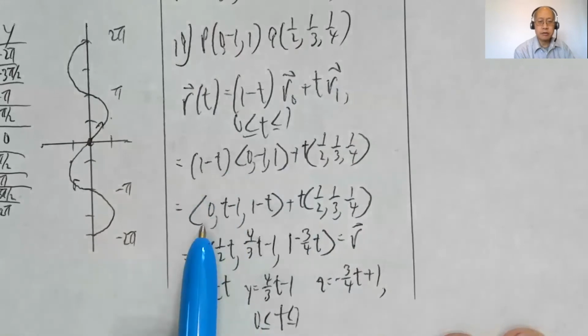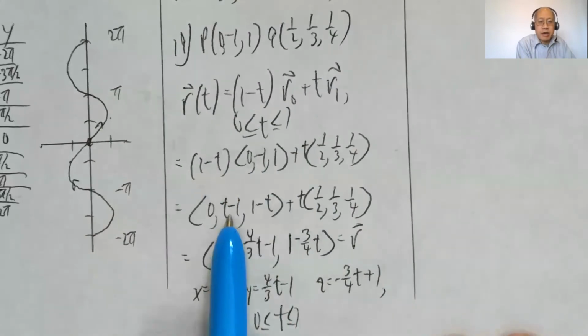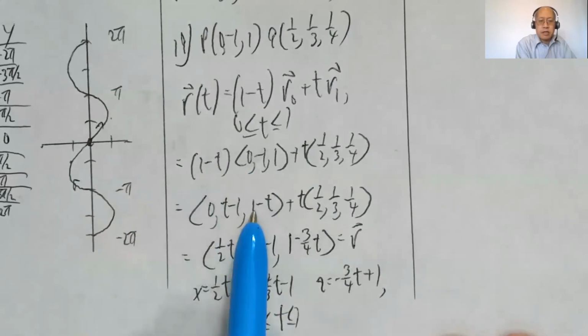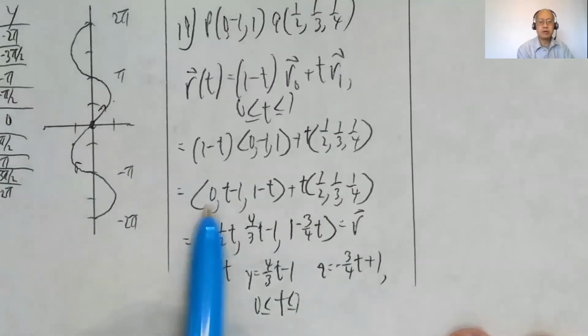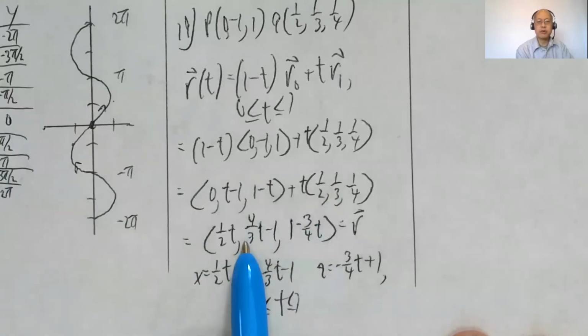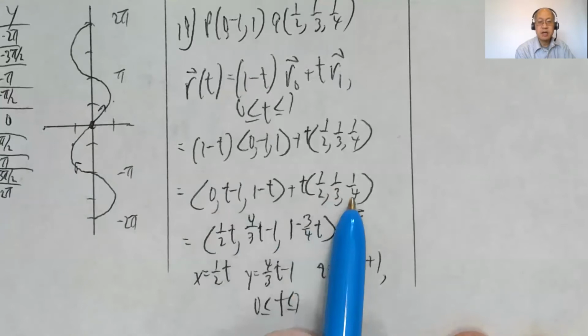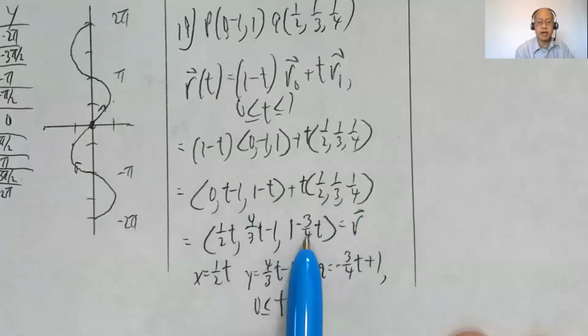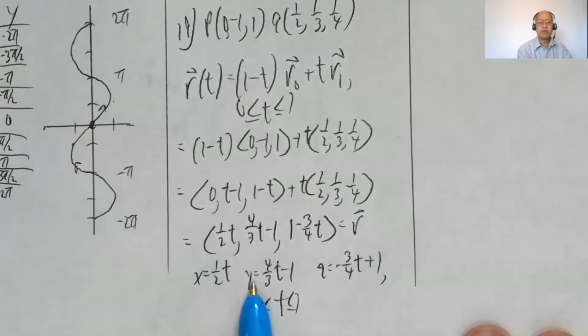So 1 minus t times 0 is 0. 1 minus t times -1 is t minus 1. 1 minus t times 1 is 1 minus t. And then t times 1/2, 1/3, 1/4. Put them together, 0 plus half t. T minus 1 plus 1/3 t becomes 4/3 t minus 1. And then 1 minus t plus 1/4 t becomes 1 minus 3/4 t. So that's my position vector R. So x equals 1/2 t, y equals 4/3 t minus 1, z equals -3/4 t plus 1, and t goes from 0 to 1.